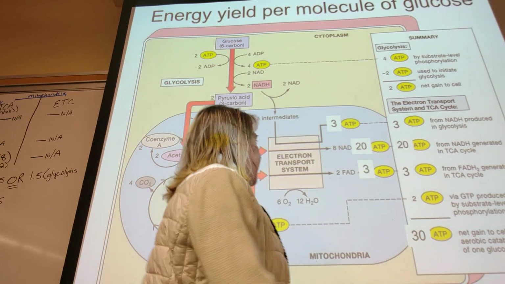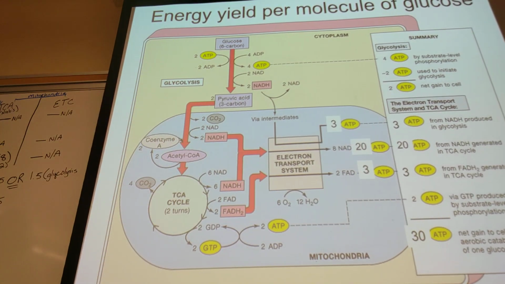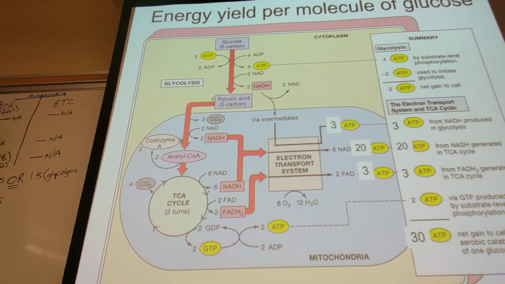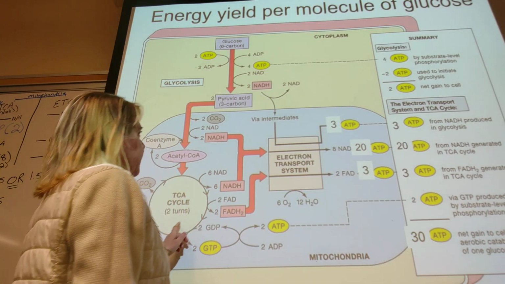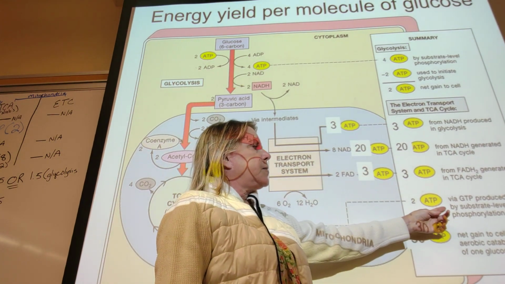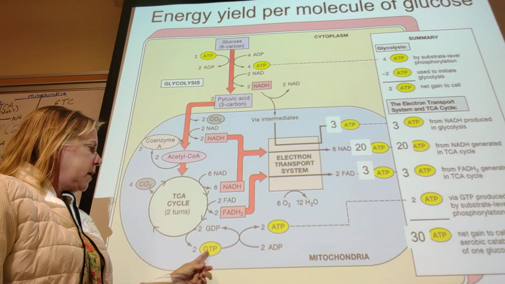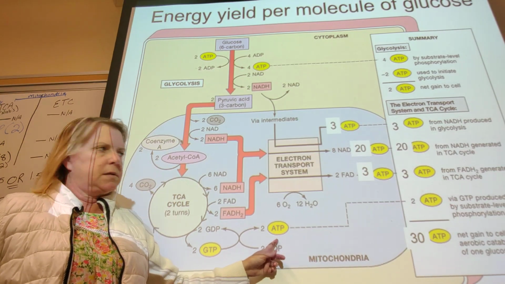I forgot to write down in the TCA cycle, for every spin, we get 1 ATP. But remember, we have 2 spins, so it's really a total of 2. Okay, so we have these 2 that are made right here in Krebs cycle. It says substrate level phosphorylation. And it looks like, no, Kara, we're not making ATP.